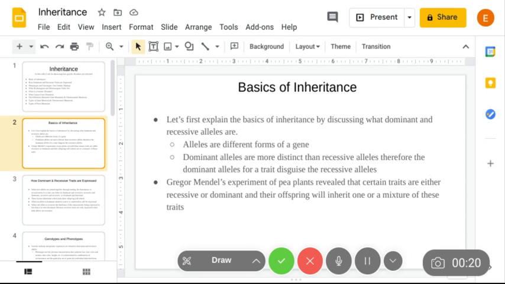Alleles are different forms of a gene. Dominant alleles are more distinctive than recessive alleles. Therefore, the dominant alleles for a trait disguise the recessive alleles. Gregor Mendel's experiment of pea plants revealed that certain traits are either recessive or dominant, and their offspring will inherit one or a mixture of these traits.